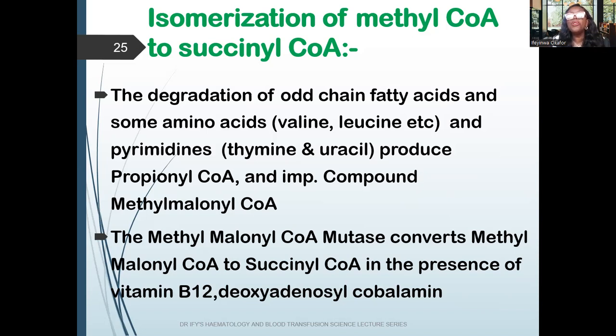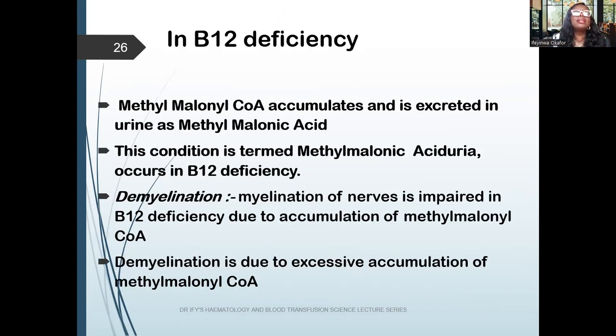Vitamin B12 is involved in this reaction as a coenzyme, and it is in the form of 5-adenosylcobalamin. In the absence of B12 to convert methylmalonyl-CoA to succinyl-CoA, methylmalonyl-CoA accumulates and is excreted in urine as methylmalonic acid. So when the body is deficient of vitamin B12, you have accumulation of methylmalonyl-CoA, and because it is not converted, it is excreted in urine, and you can have a condition called methylmalonic aciduria, which occurs in vitamin B12 deficiency.